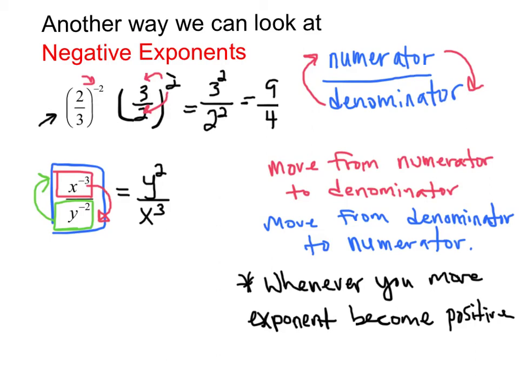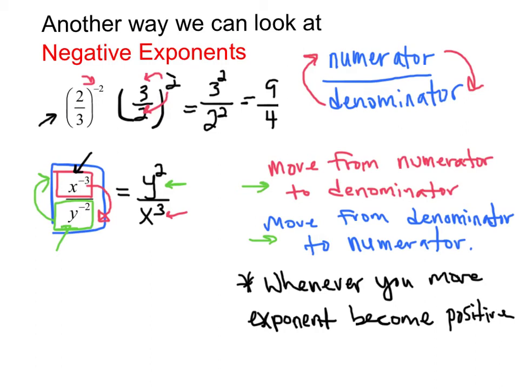So we moved from the numerator with the negative third power down to the denominator, and here it is. And then this y to the negative 2 power moves from the denominator up to the numerator, and here that one is. Okay, so we're just changing its location. If it's in the denominator and it's negative, you move it up. And if it's on top and it's got a negative, we move it to the bottom.